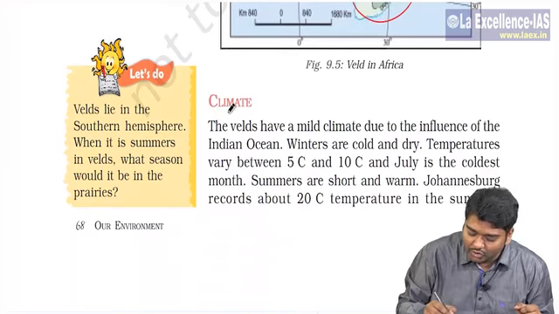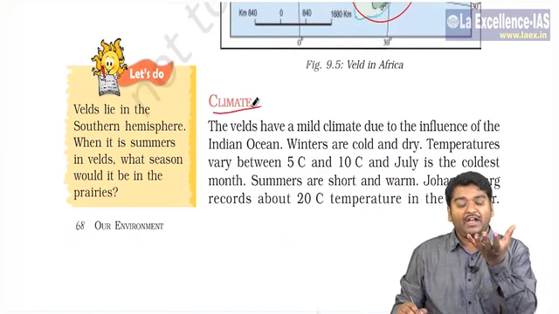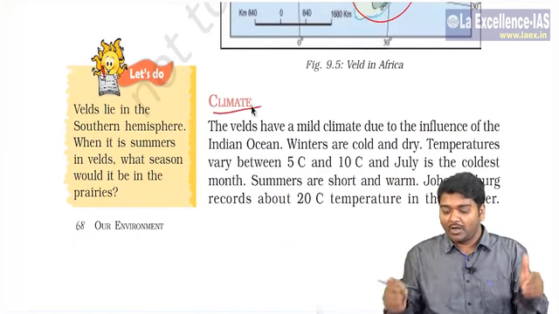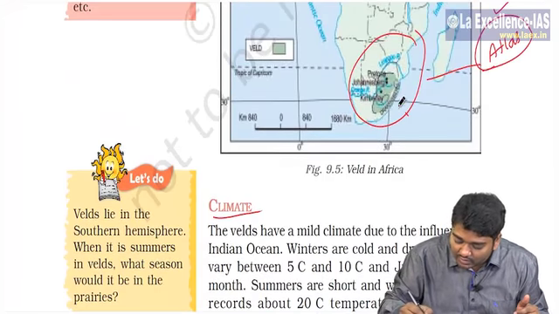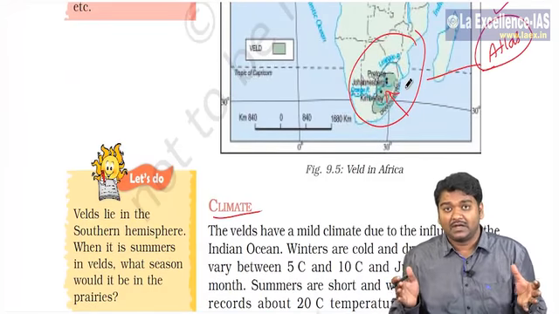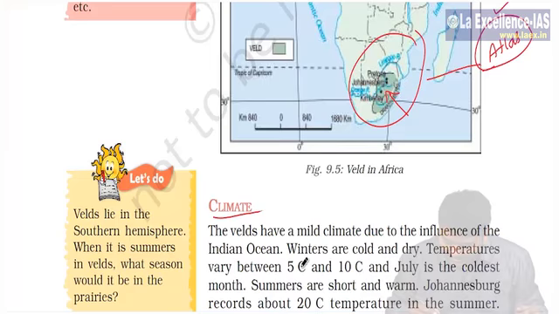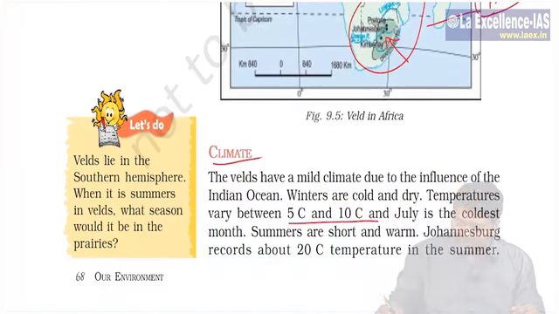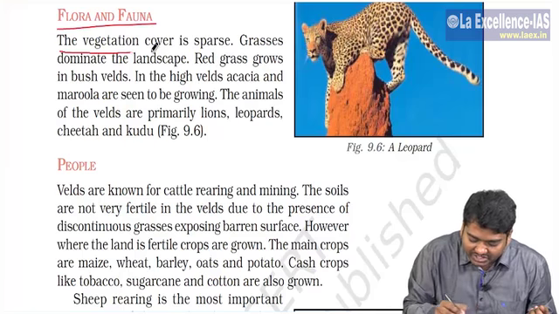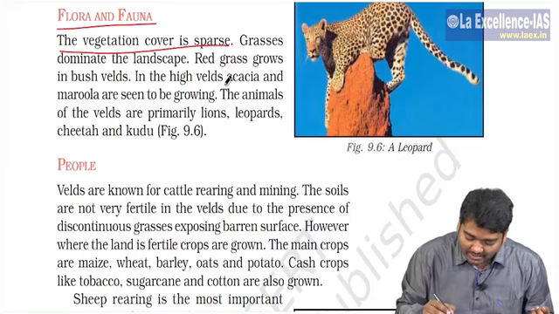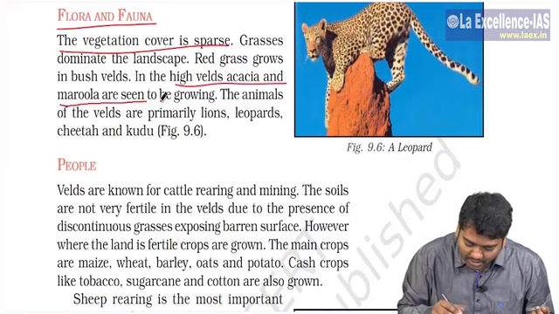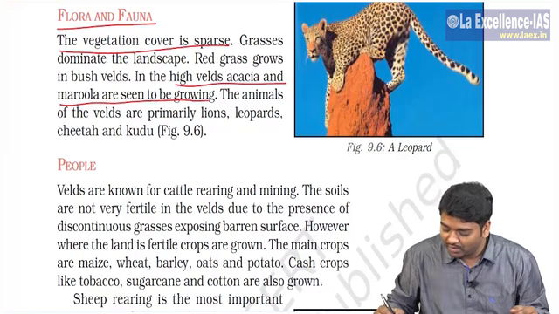And then when we talk about climate, see, in Canada and United States, continentality was more. But here, can you see it is closer to the sea? Because of this, the extremes are low. You can see temperature varies between 5 degrees to 10 degrees Celsius. In summers, it may be a bit more, but usually it is in between 5 degrees to 10 degrees. Why? Because it is closer to the sea coast. Flora and fauna or vegetation is very sparse in this region, and in the high velds, acacia and marula are seen growing. Not very important, but just see once.